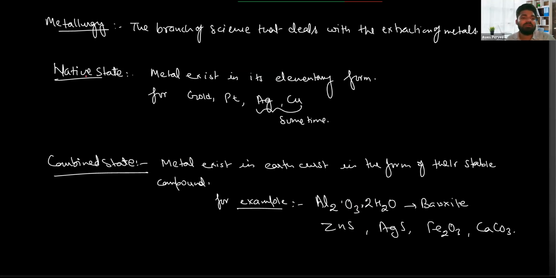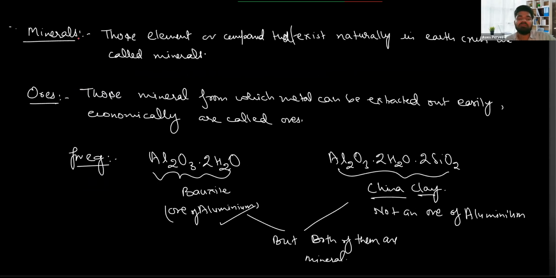Along with it, we have studied that there are some metals that exist in the native state, and some metals that exist in the combined state. Combined state means in the stable forms of carbonate, sulfide. Then we have studied what are minerals and what are ores. Those minerals from which metal can be extracted conveniently and easily are called ores.